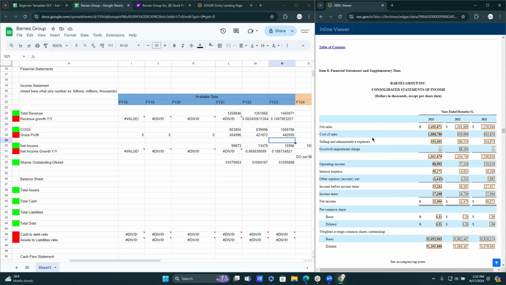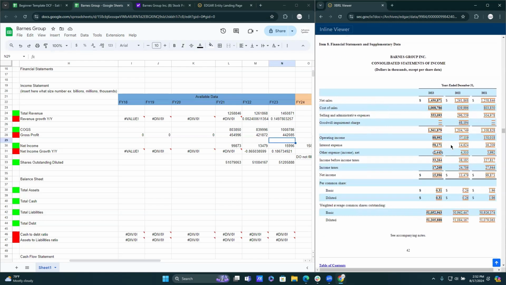A selling and administrative expense is going to be all of the people that you go through. When they're selling these big aerospace things, they have to have people that know a lot about it. So that's basically what selling and administrative is, those people, those salaries and stuff.